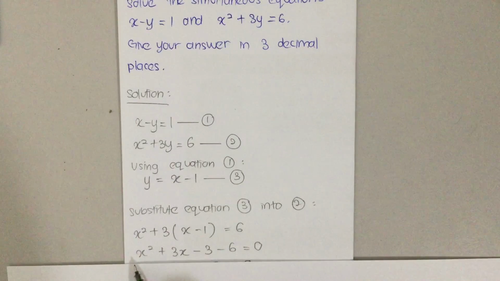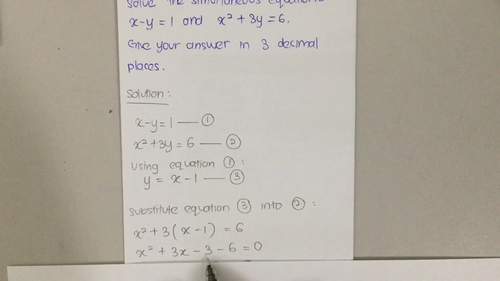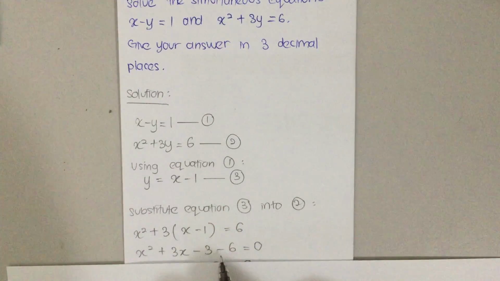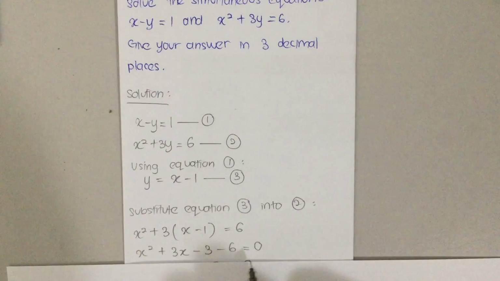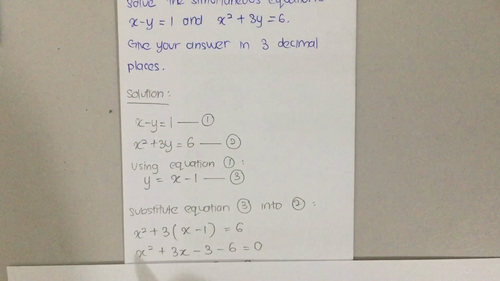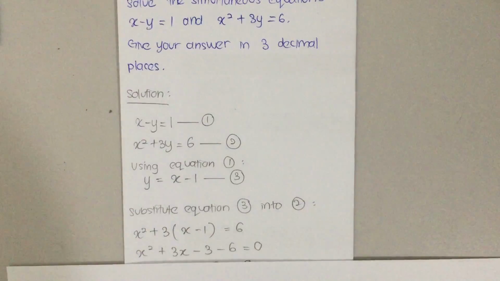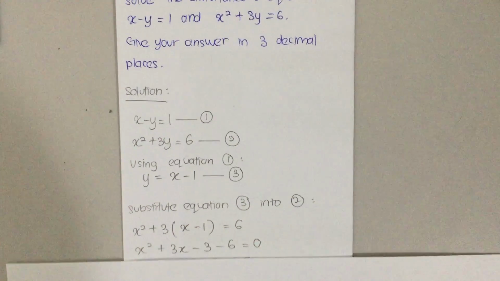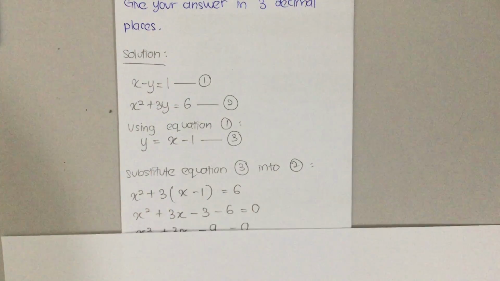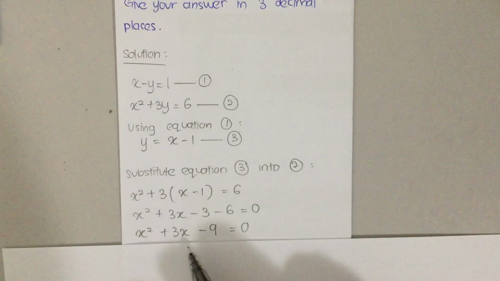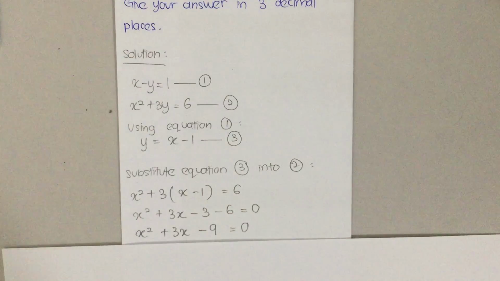From here you will get x squared plus 3x minus 3, and this 6 from the right hand side we bring over to the left hand side, so it will become minus 6 equals 0. In the next step, you should be getting your answer x squared plus 3x minus 9 equals 0. So from here you get x squared plus 3x minus 9 equals 0.